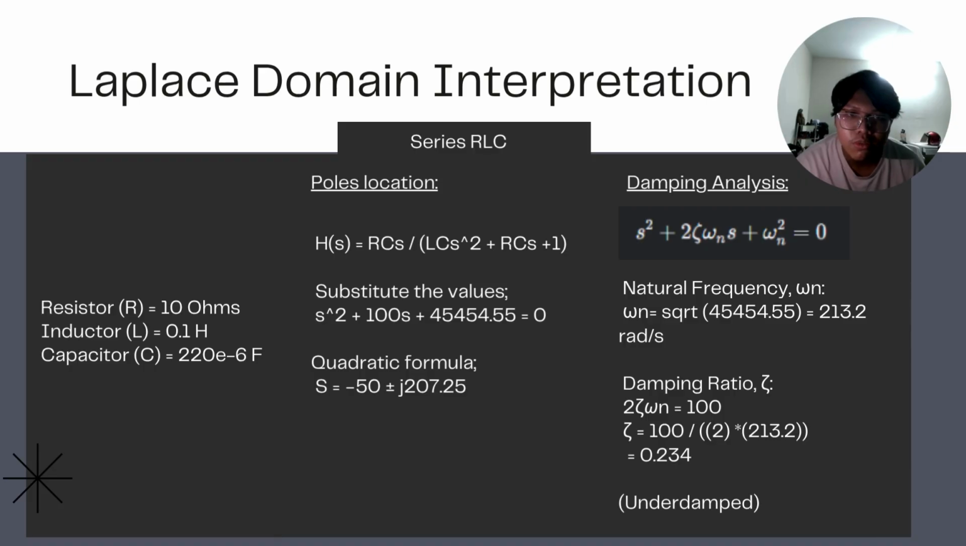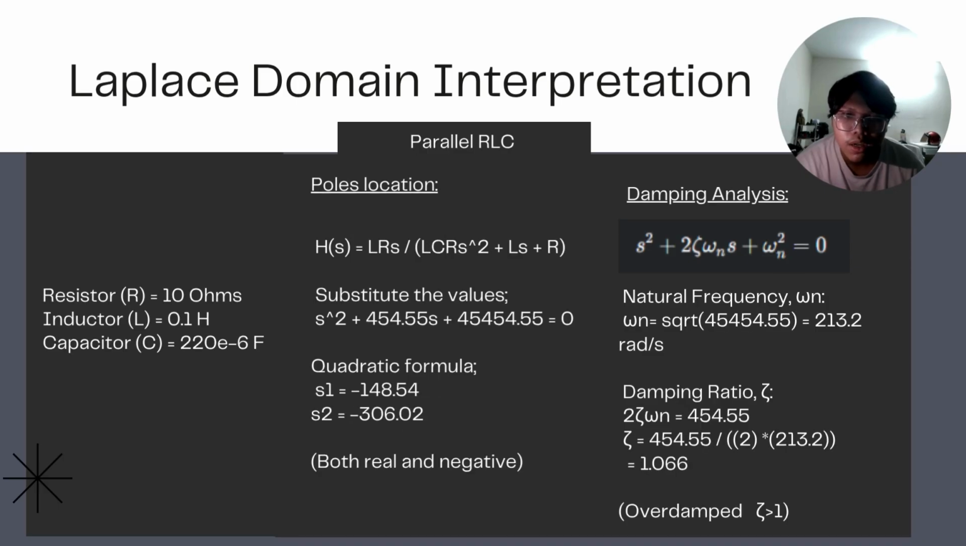So for the Laplace domain interpretation for the series RLC, for the poles location we use this equation and substitute the values of R, L, and C, and we use the quadratic formula to get the poles location. For the damping analysis, we use the second order formula, from which we get a natural frequency of 213.2 radians per second, and the damping ratio is 0.234, which shows underdamped because it is less than 1.